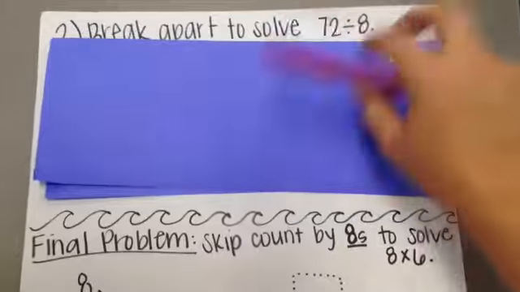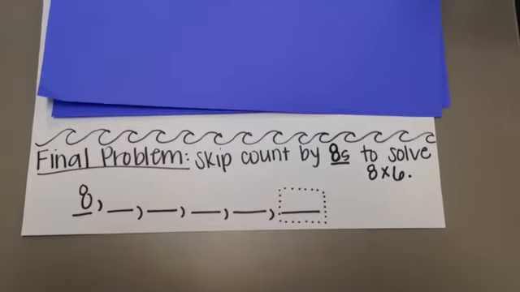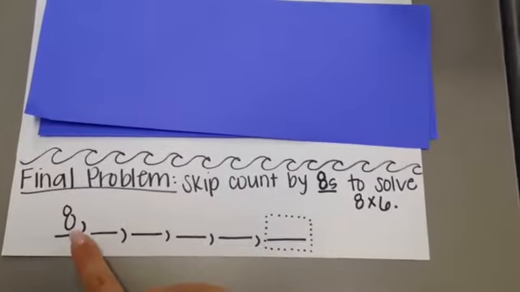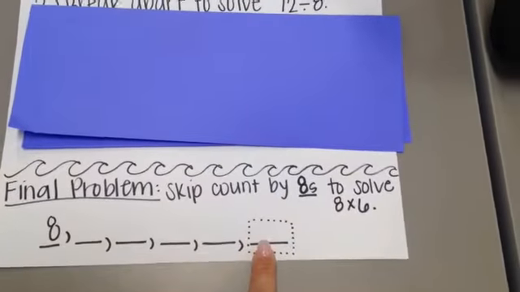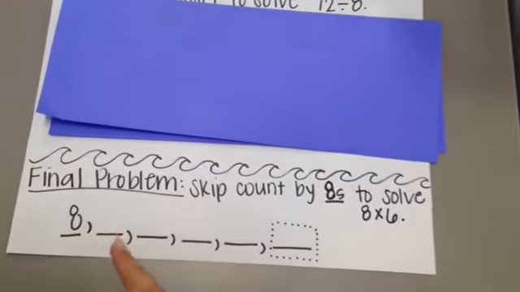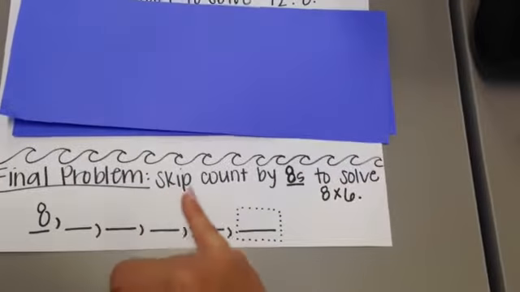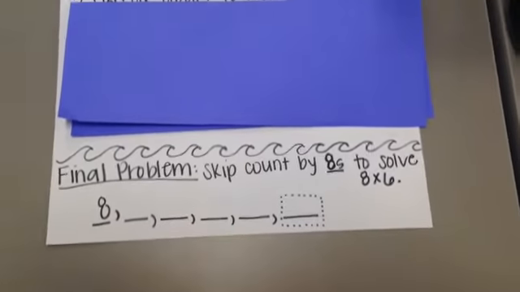All right, and then for your final problem tonight, you're going to skip count by 8s to solve 8 times 6. So we already have 8. So make sure you fill in the skip count, and then whatever we land on, that's a way to solve 8 times 6, because we counted by 8 6 times. It was a great strategy for you to use anytime.